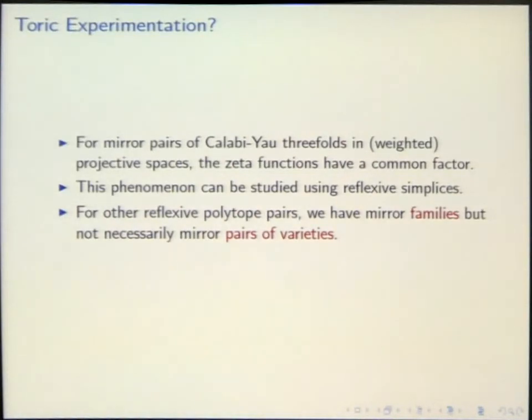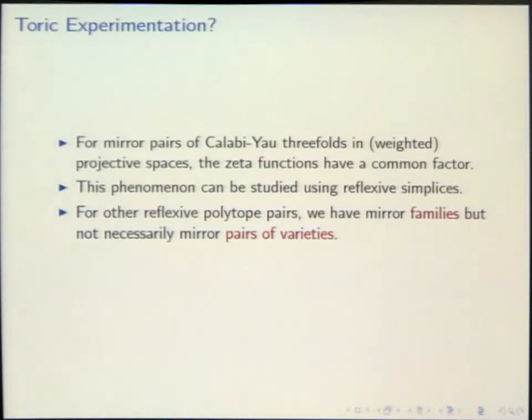Now, in terms of what's known, if we have pairs of Calabi-Yau threefolds that are living in weighted projective space and the mirrors are possibly in weighted projective space, then the zeta functions are going to have a common factor showing up. It'll be very similar to the story we told you about the quartics, except now the factor will be in the denominator on one side and in the numerator on the other side, and so we'll see this moving around in the common factor.